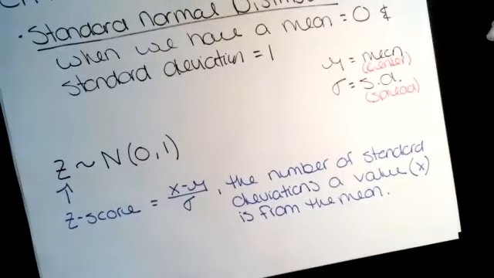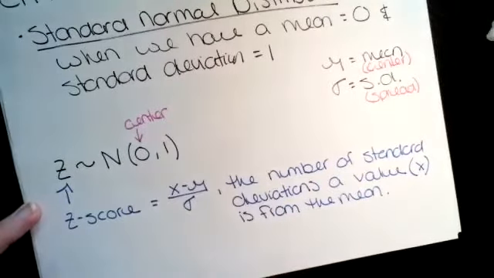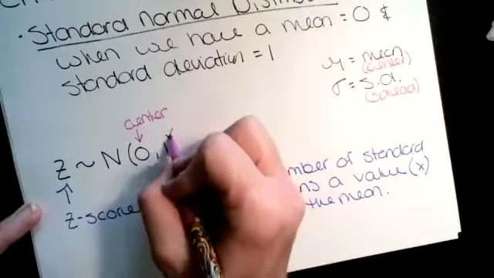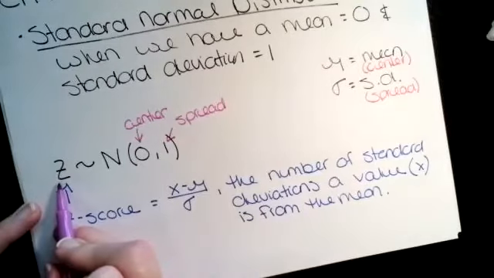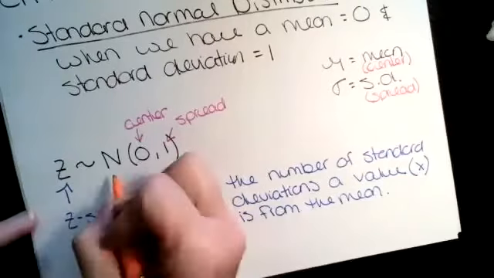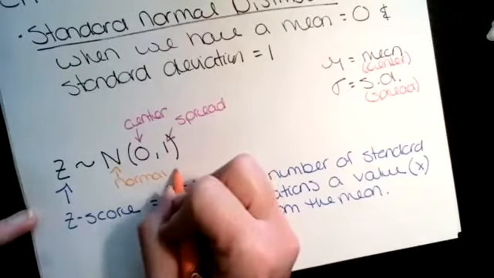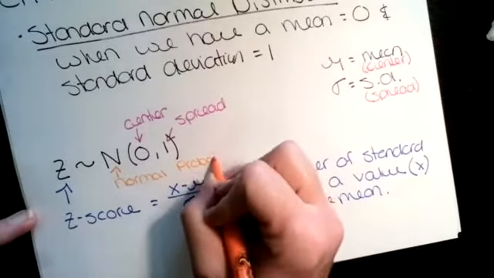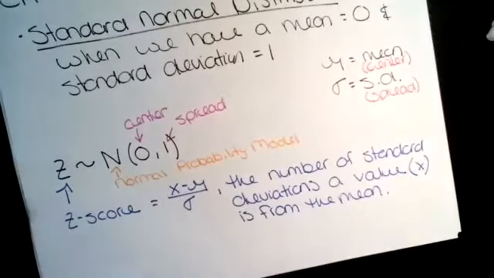All right, so let me just write what some of these things mean here. So 0 is always the center of my standard normal, and 1 is always the spread of my standard normal. Z is the key here. And remember, the N right here stands for normal probability model.